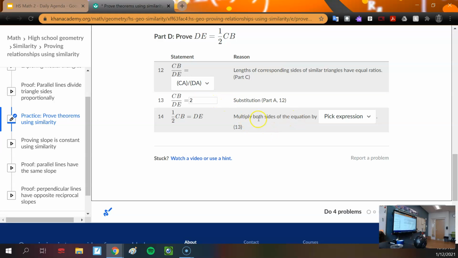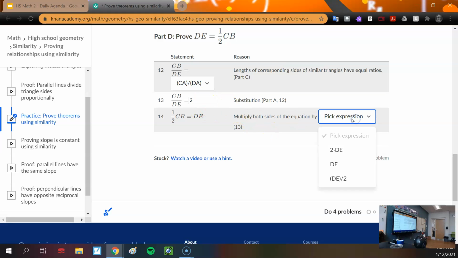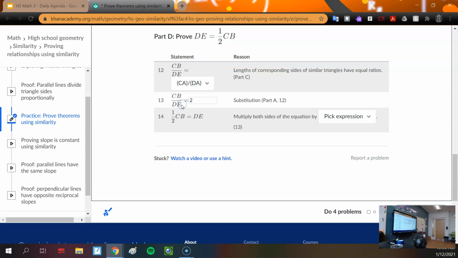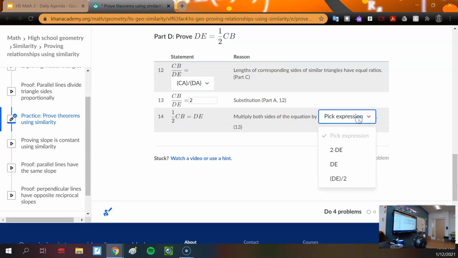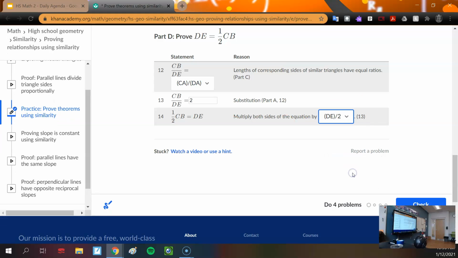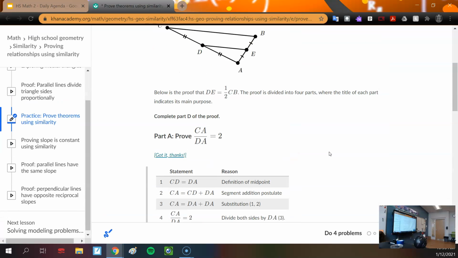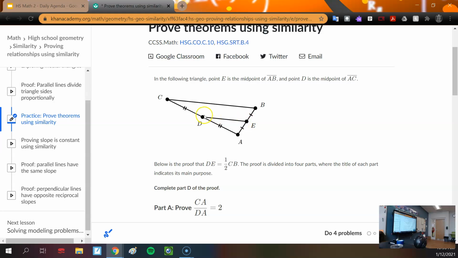And then multiply both sides of the equation. This is kind of like a trap door. How do we get rid of a DE on bottom? Put a DE on top. How do we put a 2 on bottom? Divide by it, right? Any questions on this one of proving that when we have connected midpoints, the base of the larger triangle is twice the base of the smaller triangle?